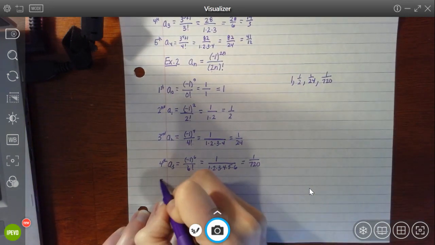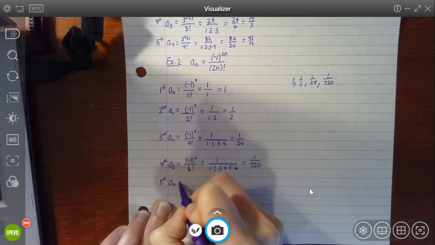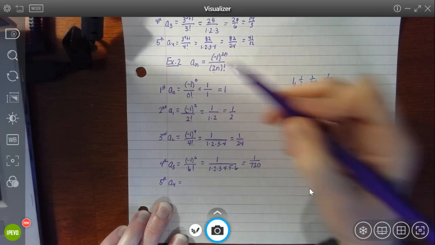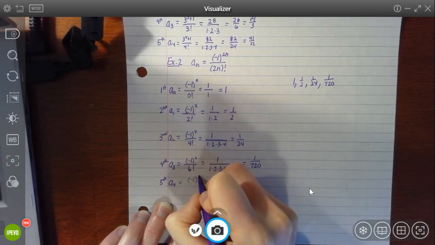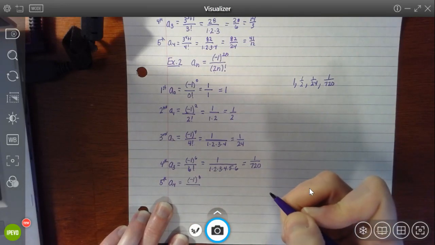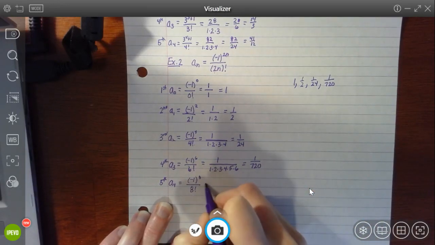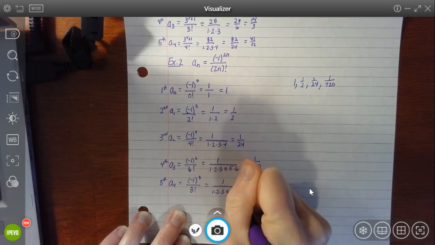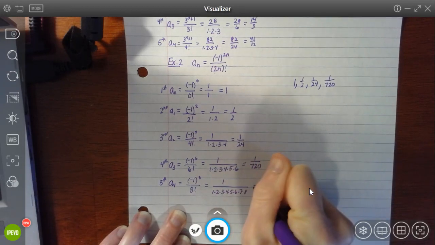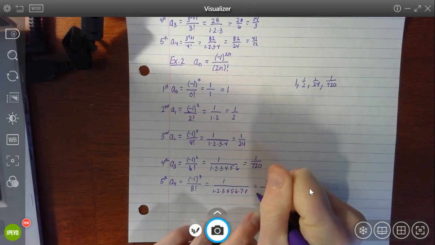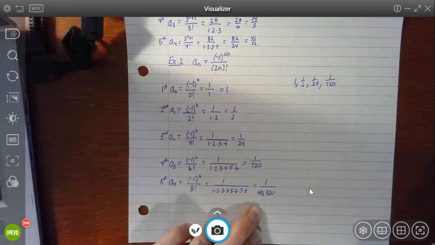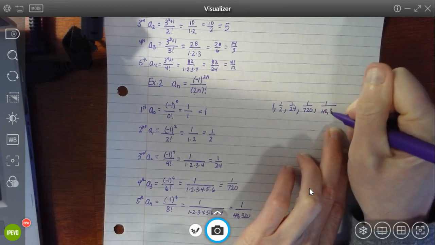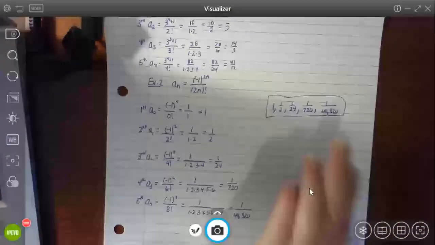So for my last term, my fifth term, I'm going to find a sub 4. I'm going to go back to my rule and replace n with 4. So I'm going to get 8 for those values. I'm going to get -1 to the 8th power up there, and then 8 factorial. Again, +1, and then I'm going to get 1 times 2 times 3 times 4 times 5 times 6 times 7 times 8. And that's going to give me 1/40,320. So my last term for that sequence is 1/40,320, and there are my first 5 terms.